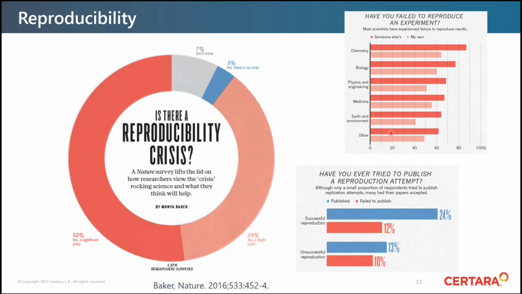Many have failed to reproduce an experiment, either someone else's or their own experiment. And medicine is a very common place where reproduction is a difficult thing. In fact, some have even tried to publish a reproduction attempt, such as what we did here, where some are successful, a number of them are not successful.